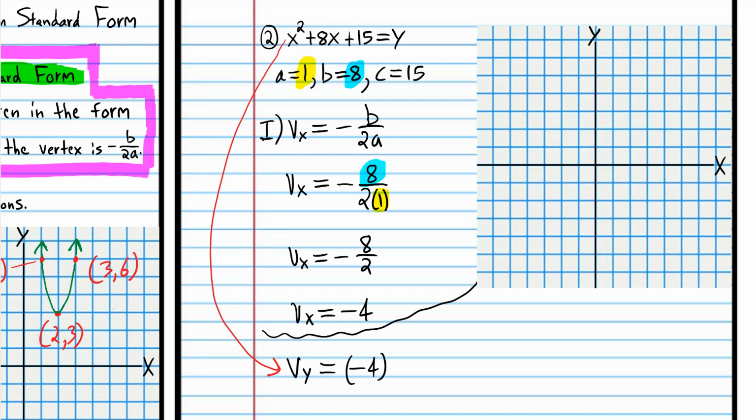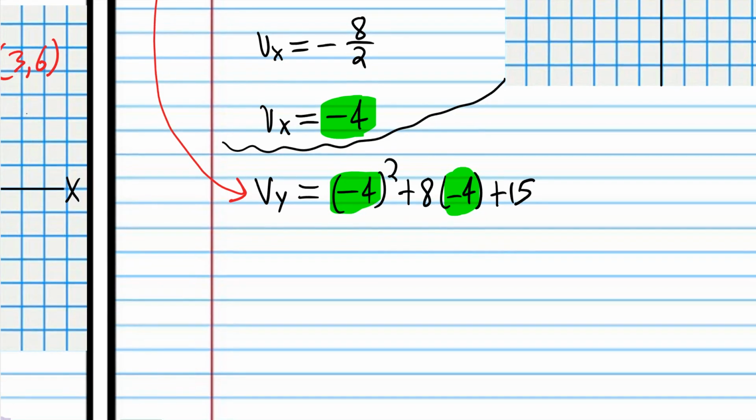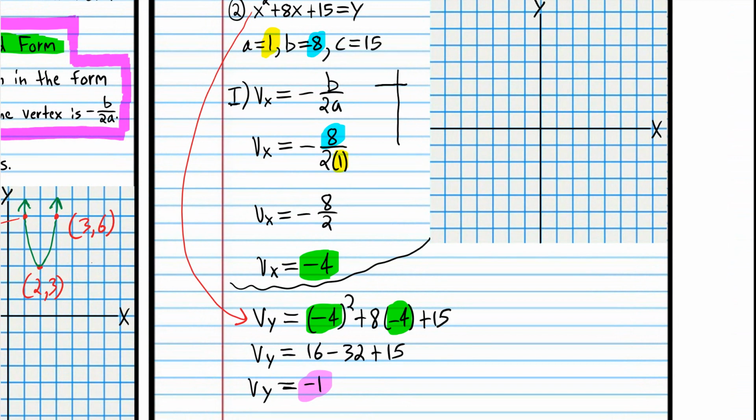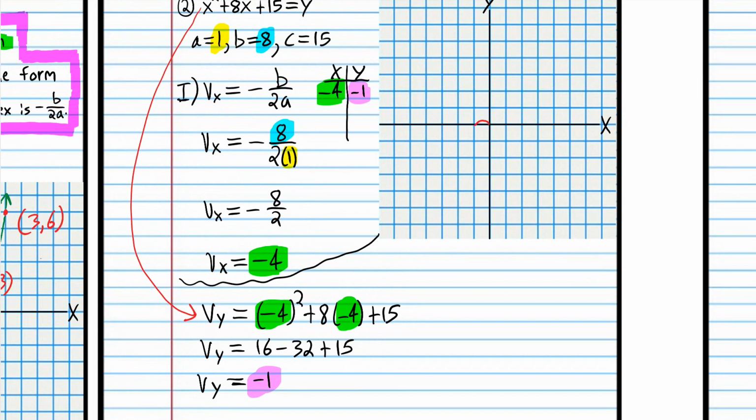So we have negative 4 squared plus 8 times negative 4 plus 15. And I got that negative 4 from there. And we just simplify that. So the y value of the vertex is equal to 16 minus 32 plus 15. And we have negative 1. And we can make a table. The table just keeps track of all the points we're plotting. So we have negative 4 and negative 1. I can go ahead and plot that point. So 1, 2, 3, 4. Negative 4 and negative 1, that is.